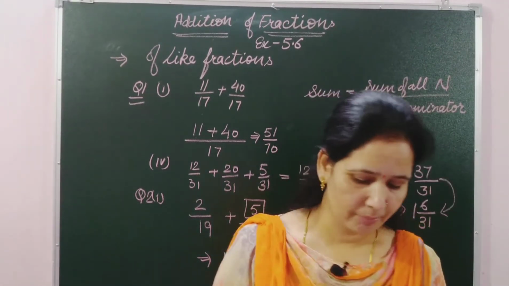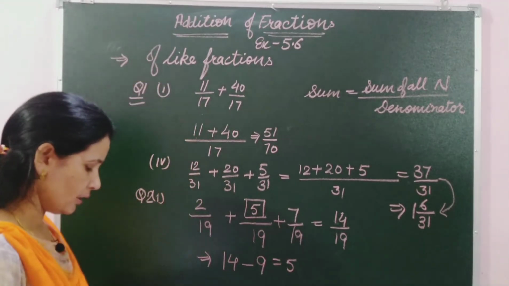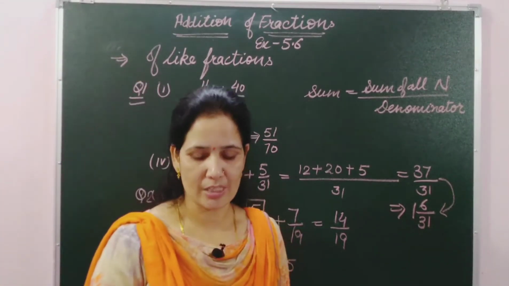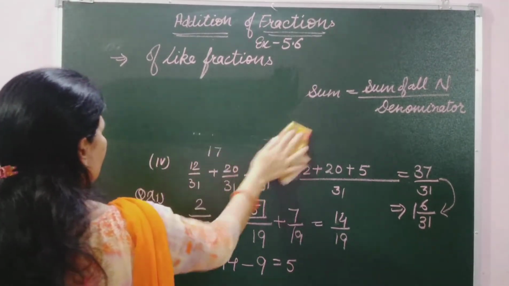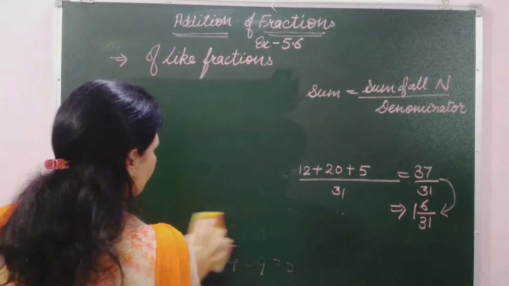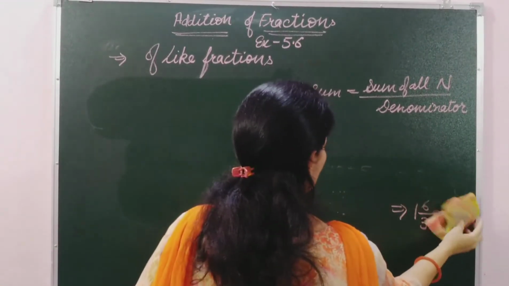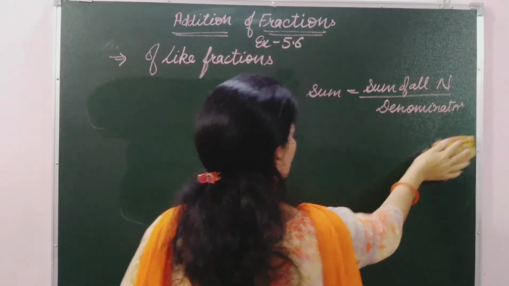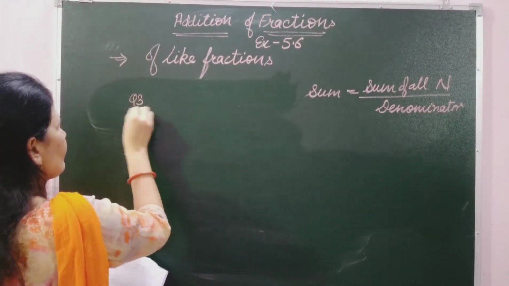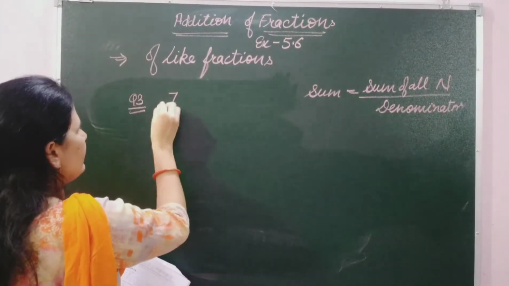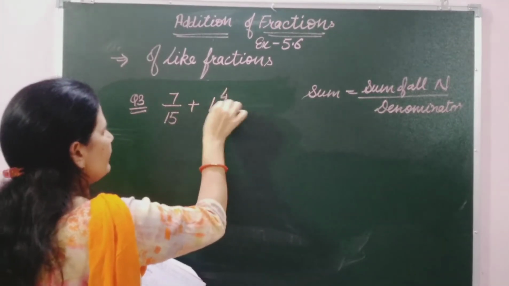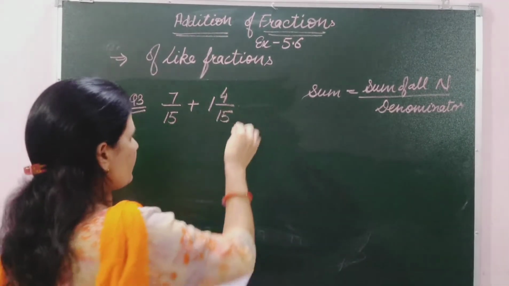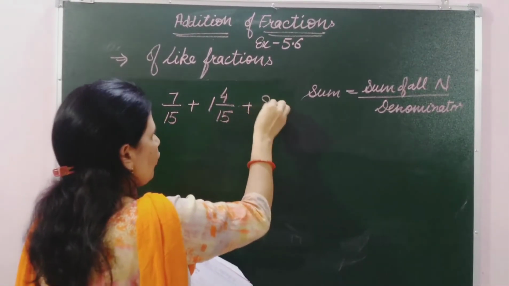Now after that, in question number third they have given continuous 3 like fractions and we have to solve them. So let's erase this first. Okay, now question number third. In question number third, we have to add 7 by 15 plus 1 4 by 15 plus 8 by 15. Now what is the question?